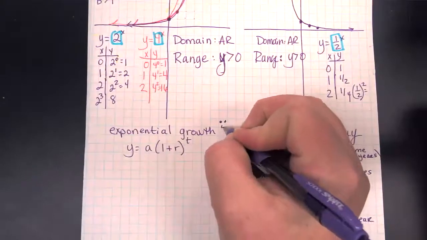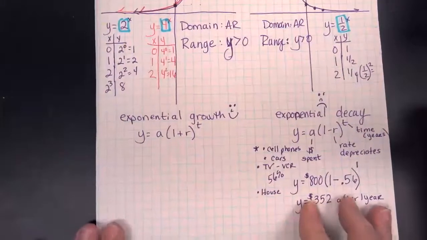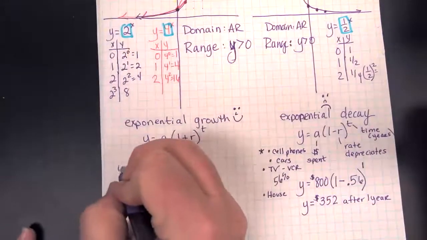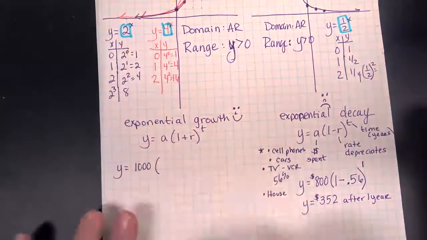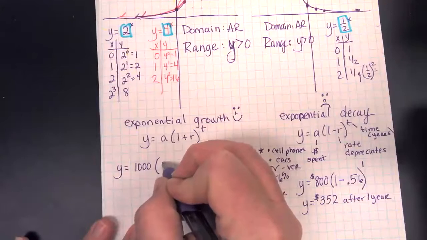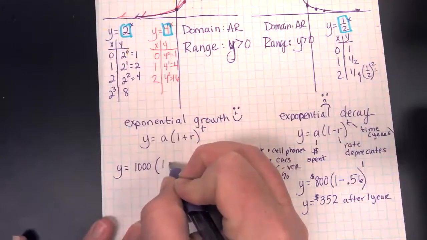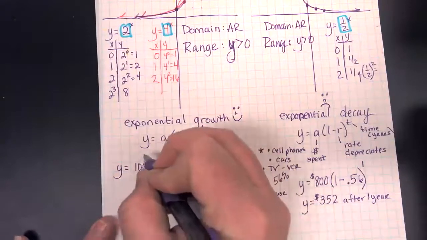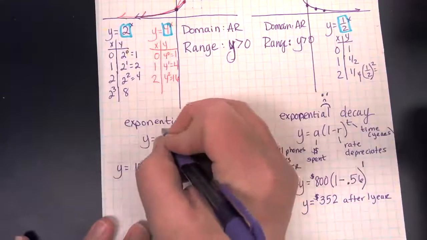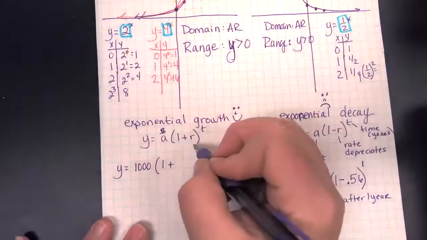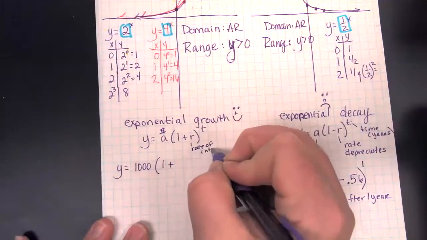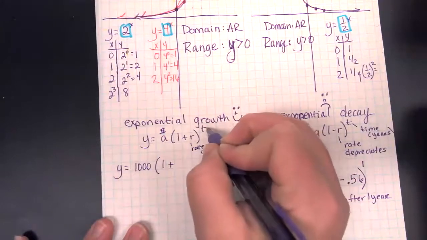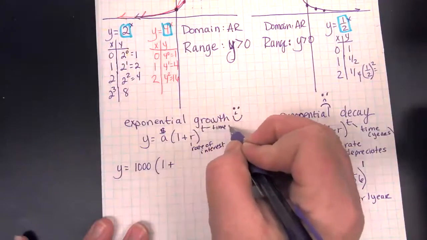Okay. All right. Let's talk about growth. Growth is a good thing. This is making money. So let's say that I had $1,000, and I want to put that in the bank. This is the money you put in. Here's your rate of interest. And this is time, and this is in years.